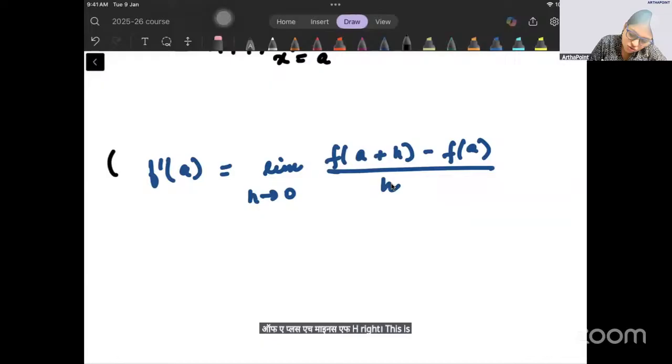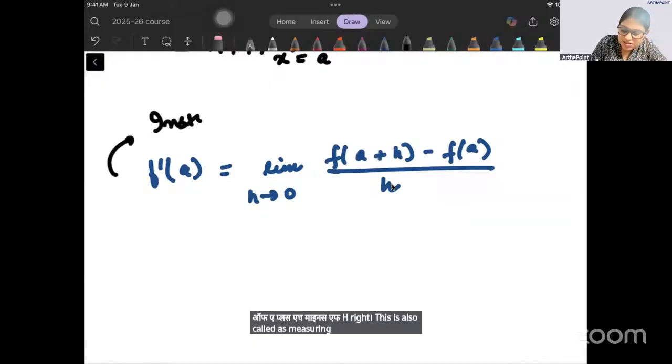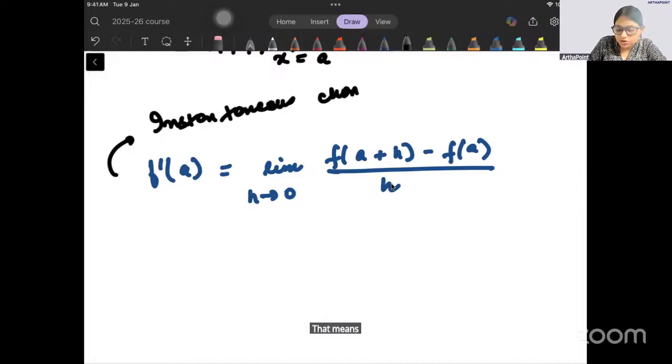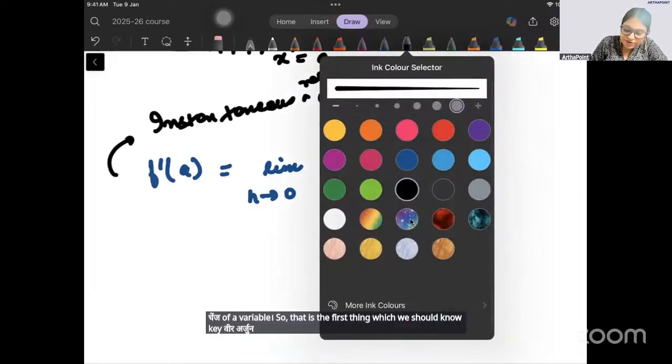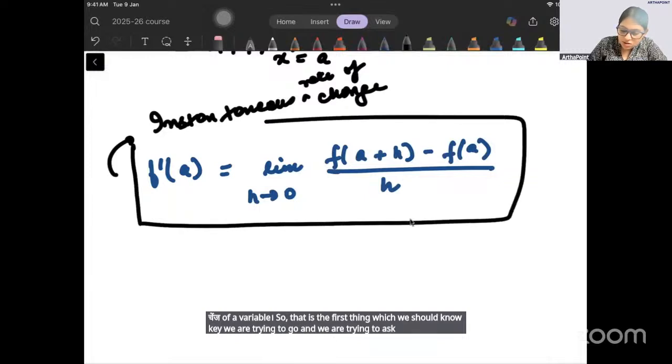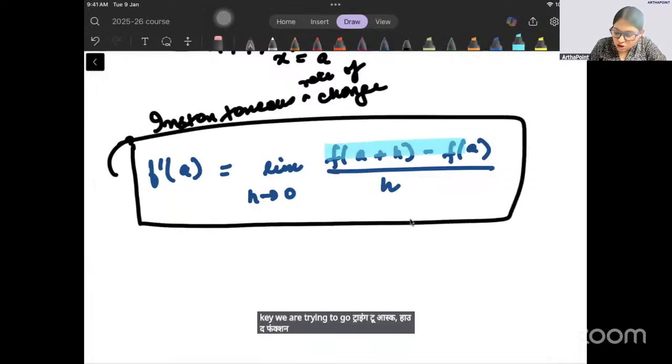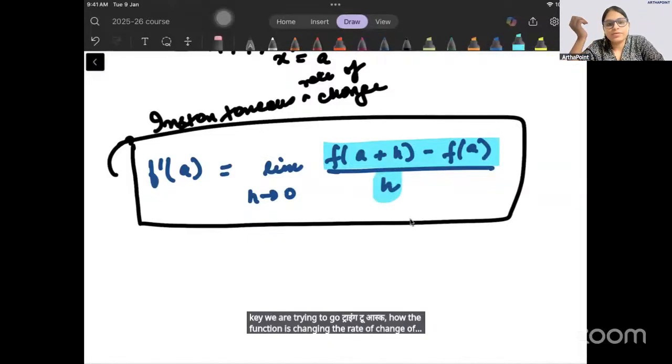This is also called as measuring the instantaneous change or instantaneous rate of change of a variable. Okay, so that's the first thing which we should know: we are trying to ask how the function is changing, the rate of change of function divided by this h, right?